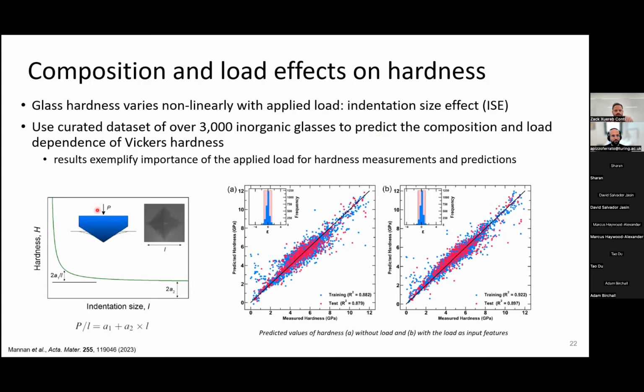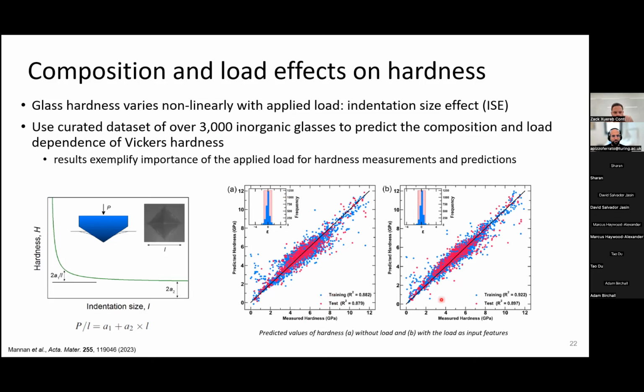And Vickers is just the type of shape of the indenter here. So this shows measured and predicted hardness for a model where you don't take the load into account and one where you do. From these data sets, most studies in the literature will report the load, but most of them will also just report one load value, the one that it was done at.